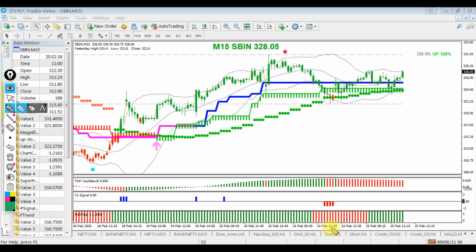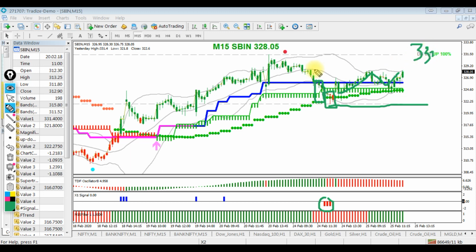See, SBI, you can see there was a sell signal from the X1 indicator, but candles were not red at that point of time. Candles became red yesterday, but this low is not broken. So the sell signal is not triggered, and this chart setup is very good. Tomorrow, if there is no bad news in international markets, it will go up to a minimum of 333, 335. That will be the first target, and it may even cross 340.